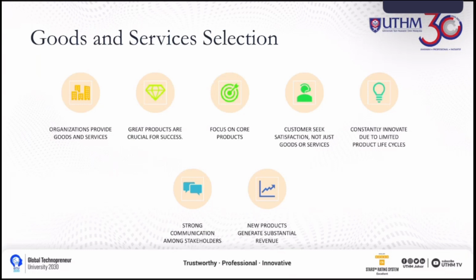Its primary goal is to serve the customer by offering them a convenient platform for online shopping, and it has expanded into various sectors to meet different societal needs. So this is the first principle of the core aspect in running a successful business. The second one is that great products are the key to success. Great products are crucial for success, which means that you need to have good quality and good value in your product or services to determine your success in the business.